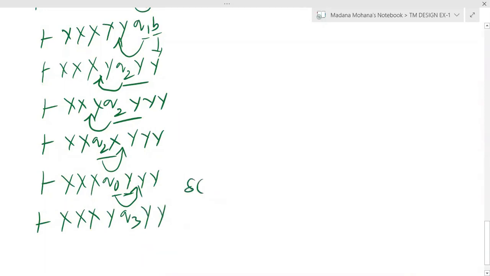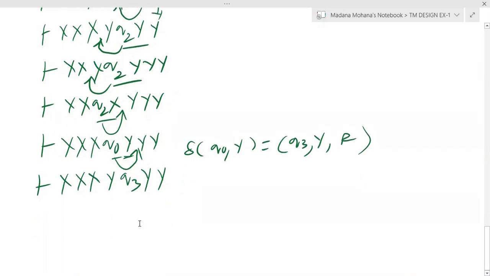Here one new transition exists. So what is the new transition? Q0 on Y, it is going to Q3 state. Y is replaced with Y. Then it moves right. So after moving right, what will happen? You can see after skipping all Y's, you can find whether any B is there or not. So now you are at Q3 Y.